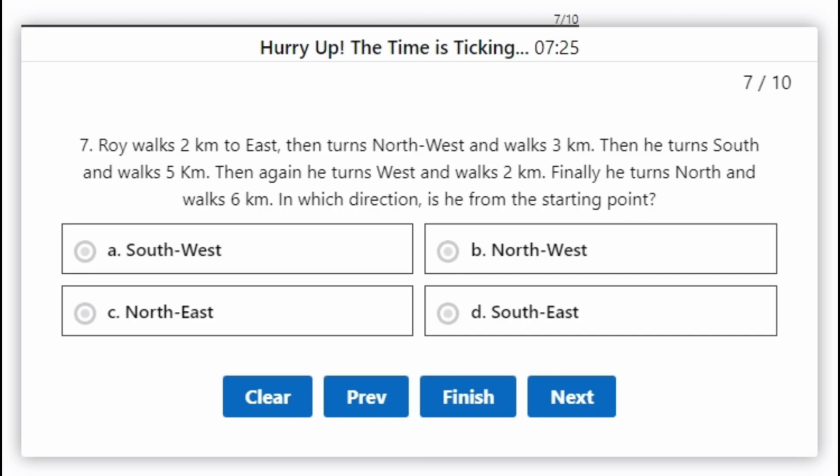Question number 7 is Roy walks 2 km to east, then turns northwest and walks 3 km. Then he turns south and walks 5 km. Then again he turns west and walks 2 km. Finally he turns north and walks 6 km. In which direction is he from the starting point? And the options are A southwest, B northwest, C northeast and D southeast.